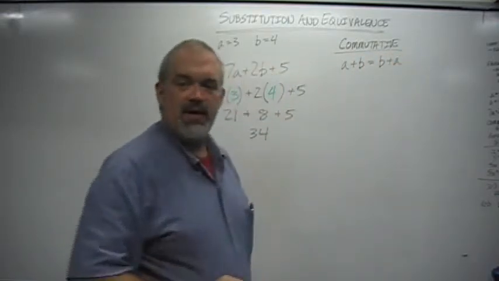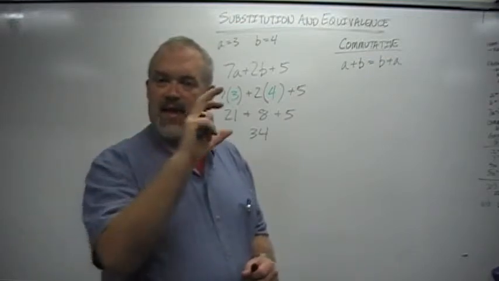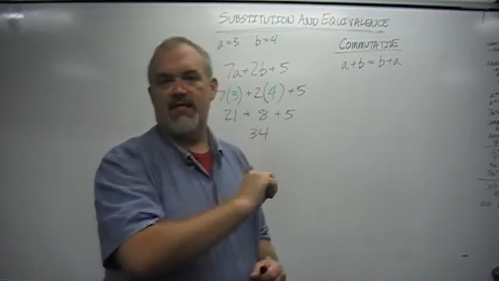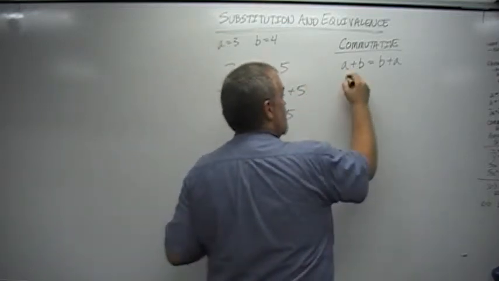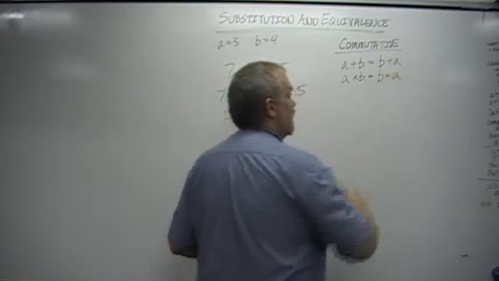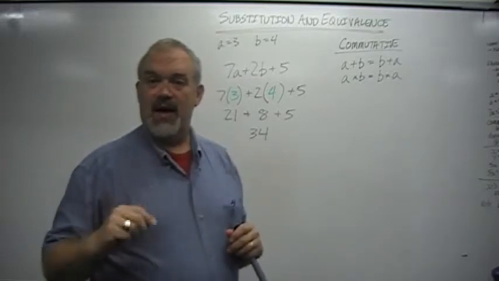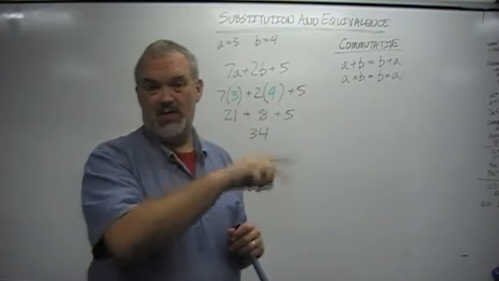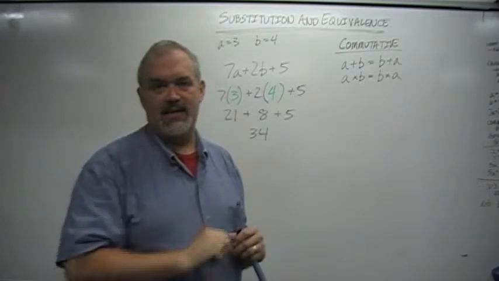I think you already know this intuitively. 3 plus 4 is the same as 4 plus 3. 7 plus 5 is the same as 5 plus 7. It doesn't matter which way we put those. The same is true with multiplication: a times b is equal to b times a. So it works with addition and multiplication, but not with subtraction and division. Think about it. 4 minus 2 is not the same as 2 minus 4. 6 divided by 3 is not the same as 3 divided by 6.